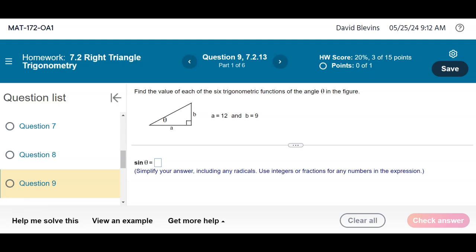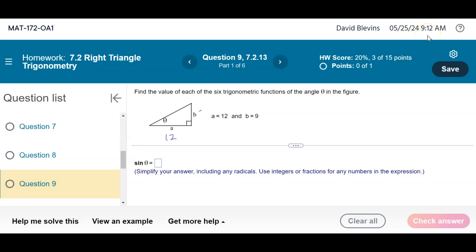All right, in this one we're going to get into the 6 trig functions based on the sides of a right triangle. So first of all, when I'm doing a problem like this, I need to find the length of the hypotenuse, the third side. So A is 12, B is 9, and so by the Pythagorean theorem, I could figure out what the other side is. It's the square root of 12 squared plus 9 squared. That's the square root of 225, and that's 15. Okay, so the top side here is 15. So we got 12, 9, and 15.